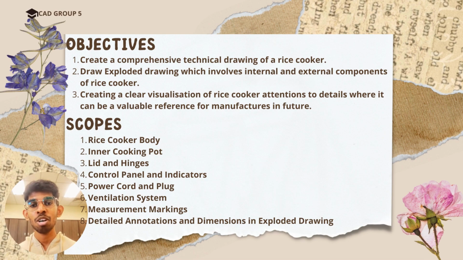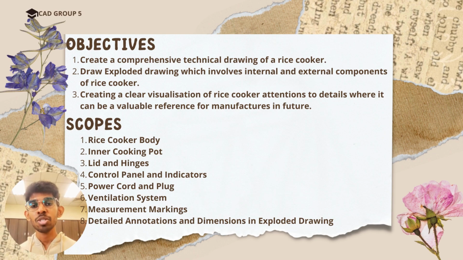Next, I will present our objective and the scopes of our group project. First of all, our objective is to create a comprehensive technical drawing of a rice cooker. Secondly, we have to draw an expert drawing which involves internal and external components of the rice cooker. And number three is creating a clear visualization of the rice cooker, with attention to detail, where it can be a valuable reference for manufacturers in future.